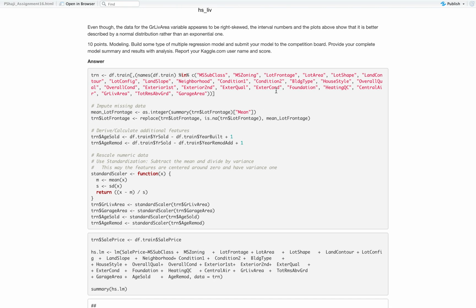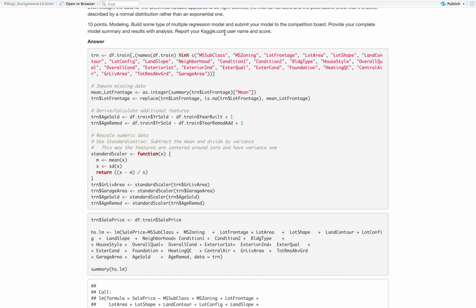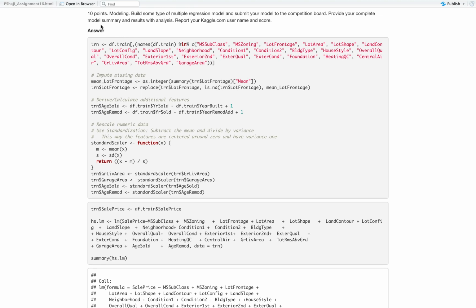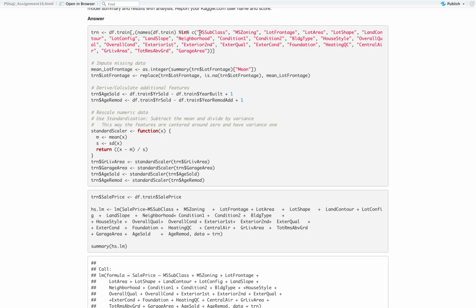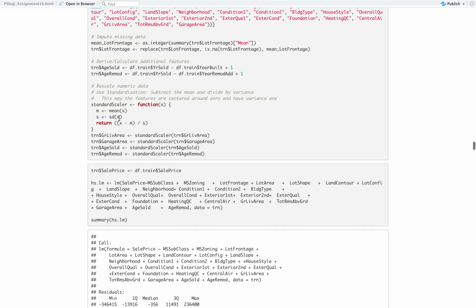then I have to submit my model and then provide my score, my kaggle.com score, and then I'll also summarize my model and result with analysis. So I have taken all these variables given in my training data set and I have loaded the data frame and stored it in the variable trn.